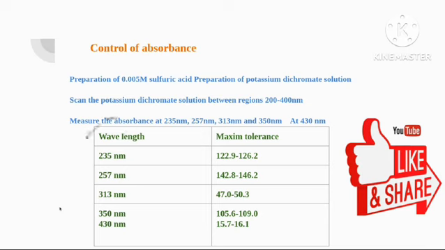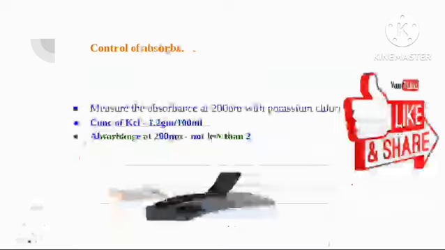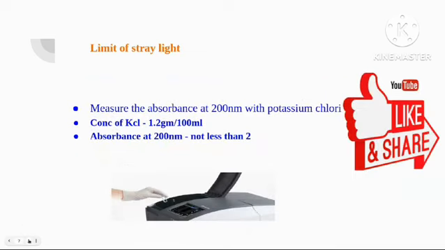Next one, limit of stray light. Dry about 3 grams of potassium chloride at 105 degrees for 1 hour. Cool in a desiccator to room temperature. Weigh accurately 1.2 gram of the dried potassium chloride and transfer it into a 100 ml volumetric flask. Dissolve with sufficient water and make up to the mark with the same water.